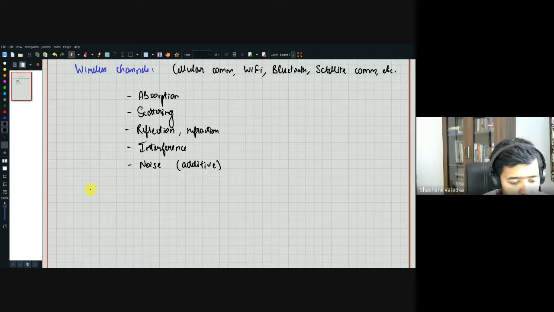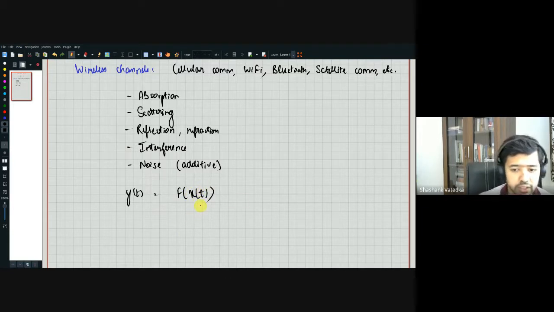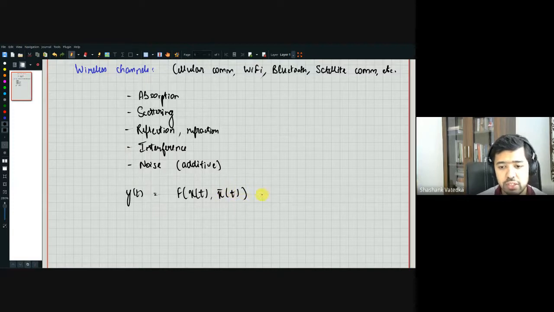So in general, if you wanted to have a discrete time model for the wireless medium, then you could always say that y of t is equal to some function of x of t, where x of t is the transmitted signal, plus some, or let's say in general, this could be a function of x of t and all sources of interference. So let me call this x bar of t plus z of t.